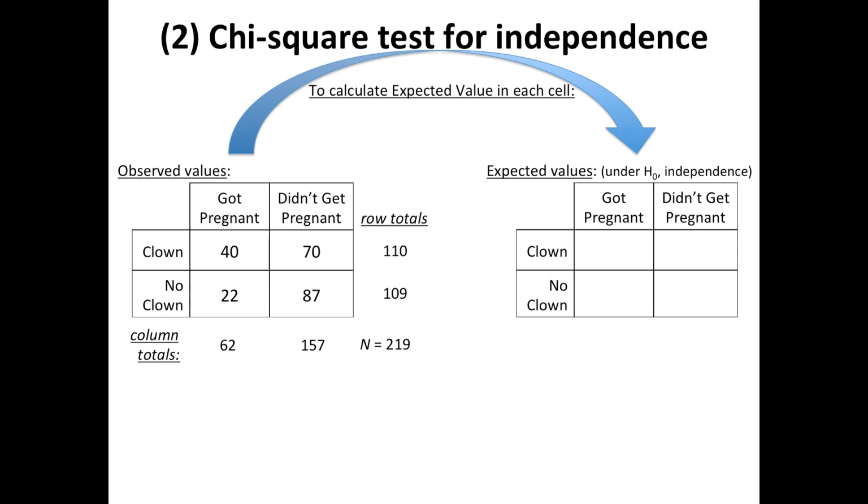And that's going to help us calculate the expected value in each cell. We use this formula. The expected value is the total of a column over n, the total of everybody who was in the study, or all the observations, and multiply that by the total of a row. So let's start with how many women ended up getting pregnant after they had a clown try to entertain them.